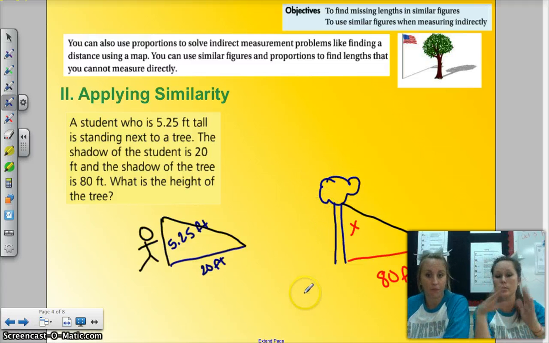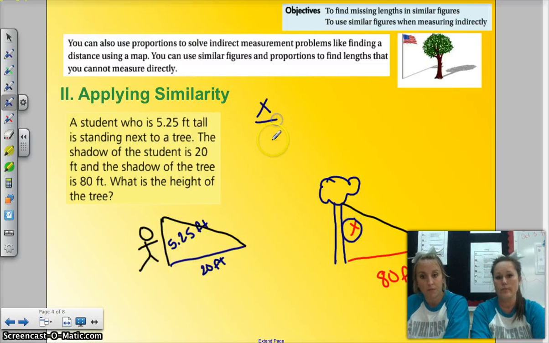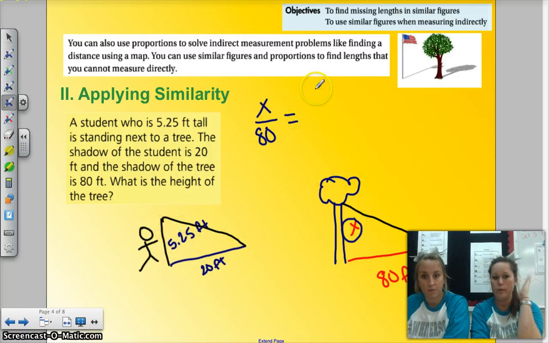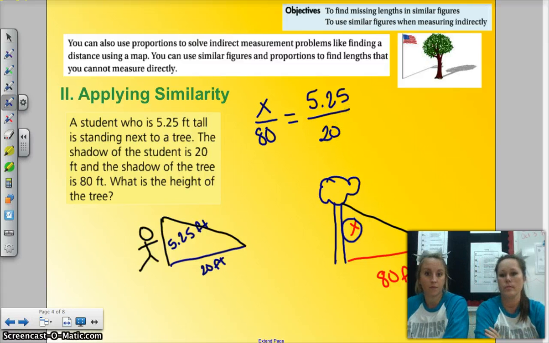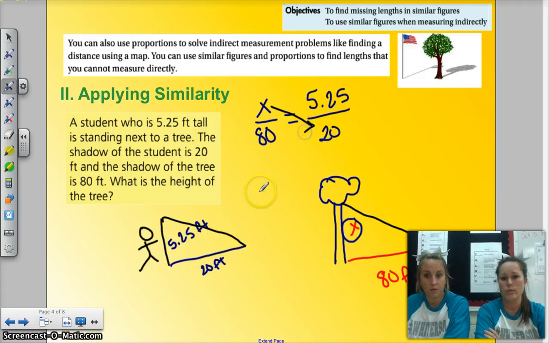So we're going to put 5.25 on top. Do you want us to start with x first? Sure. So x over 80 is the same as this picture, which is 5.25 over 20. And now we solve. X times 20 is 20x.